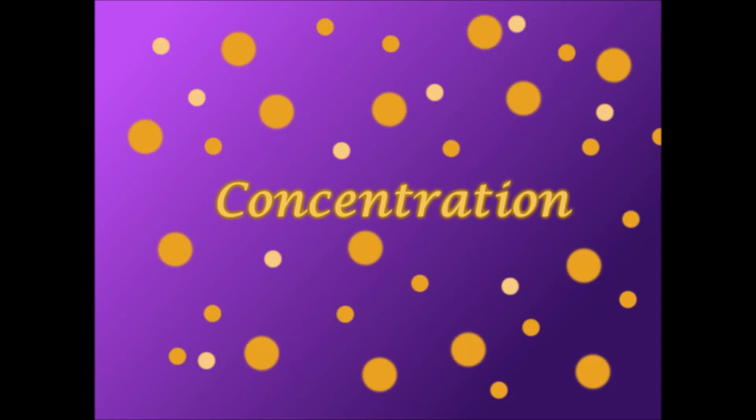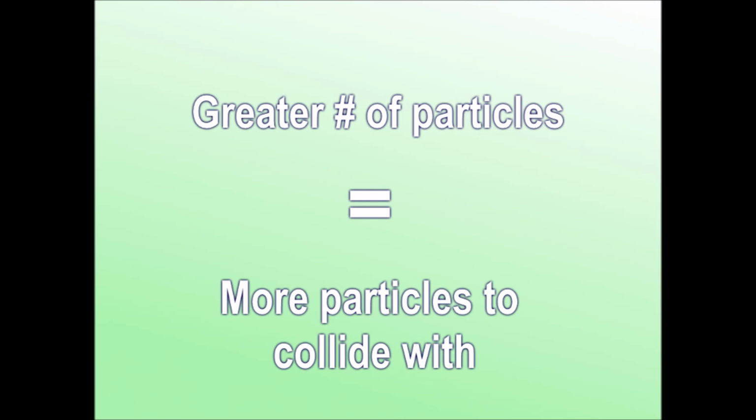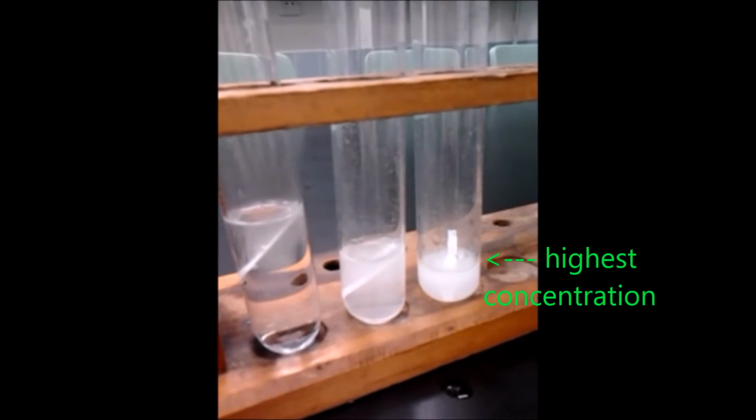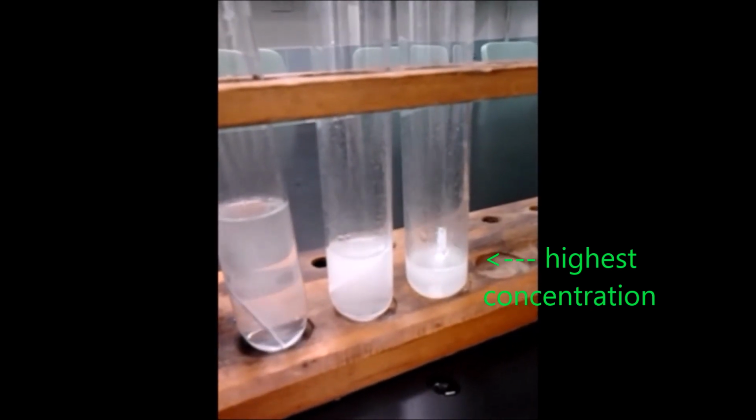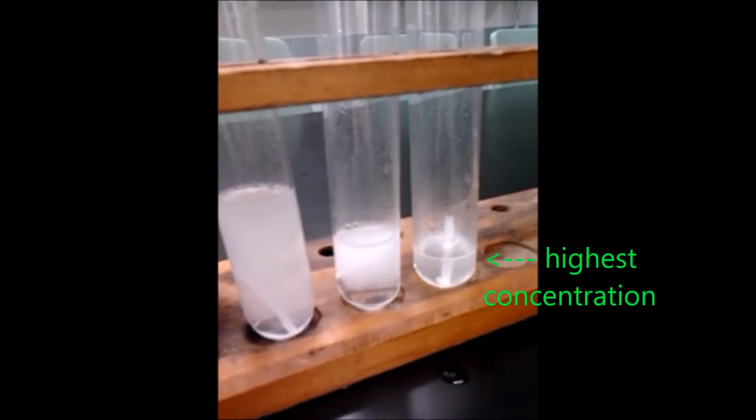And finally, concentration. Concentration determines the number of particles in a specific volume. Increasing the concentration of a species will increase the number of particles. More particles means greater chance of a collision, thus increasing the number of successful collisions possible. Experiment 4 reacted magnesium with hydrogen chloride, but the concentration of hydrogen chloride varied. Consequently, the solution with the greatest acid concentration reacted the fastest.